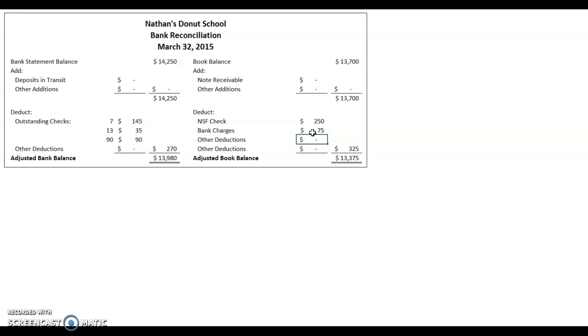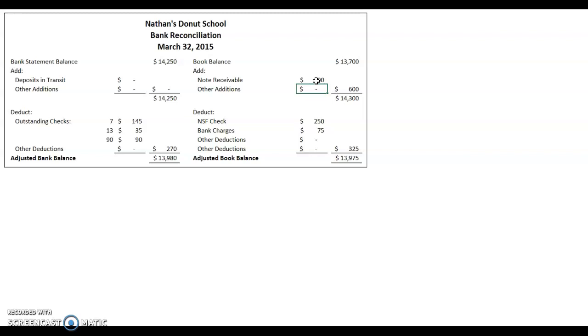On behalf of the company, the bank collected a note receivable of $600 from Speed Inc. So again, I would have received my bank statement and found out about this collection. So I knew about it from my bank statement. I'm going to record it on the book side of my reconciliation.